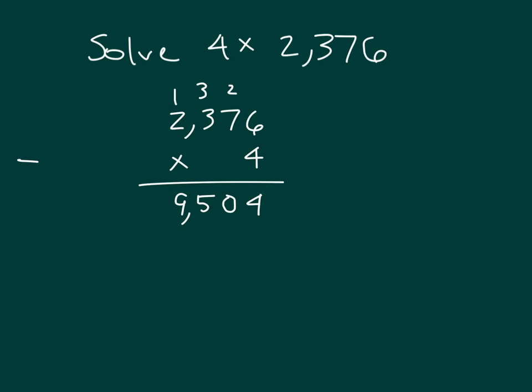So my answer for 4 times 2,376 does equal 9504, which is read how? As 9,504.